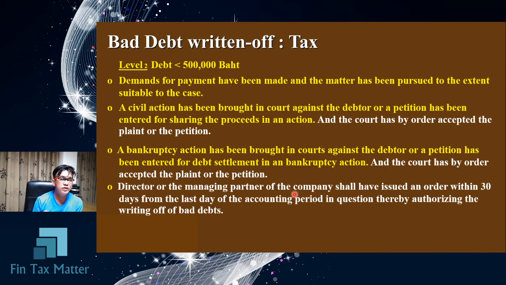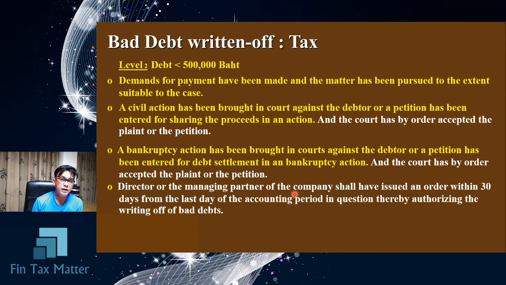For the level of debt between 100,000 and 500,000 for a general company, or 200,000 to 500,000 for a financial institution, the first step is making the demand for payment, the second is bringing a court action at the civil court or the bankruptcy court, and in both the civil case and the bankruptcy case, the court has ordered to accept the case for the petition or for consideration for judgment. At this step, even though the court does not yet have a judgment, it accepts the case for consideration because they can prove that this is not yet barred from court action. The court accepts the case for consideration.